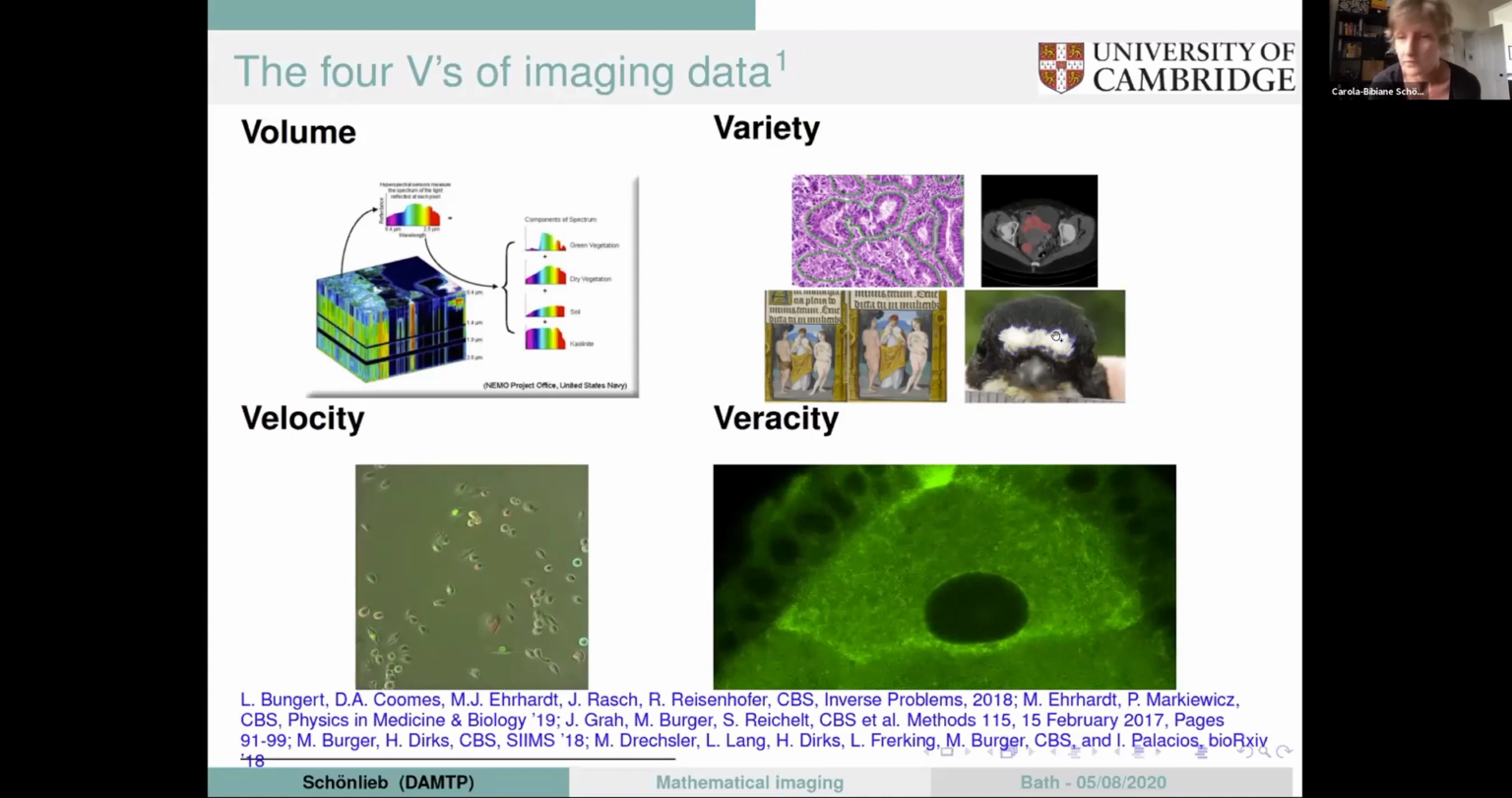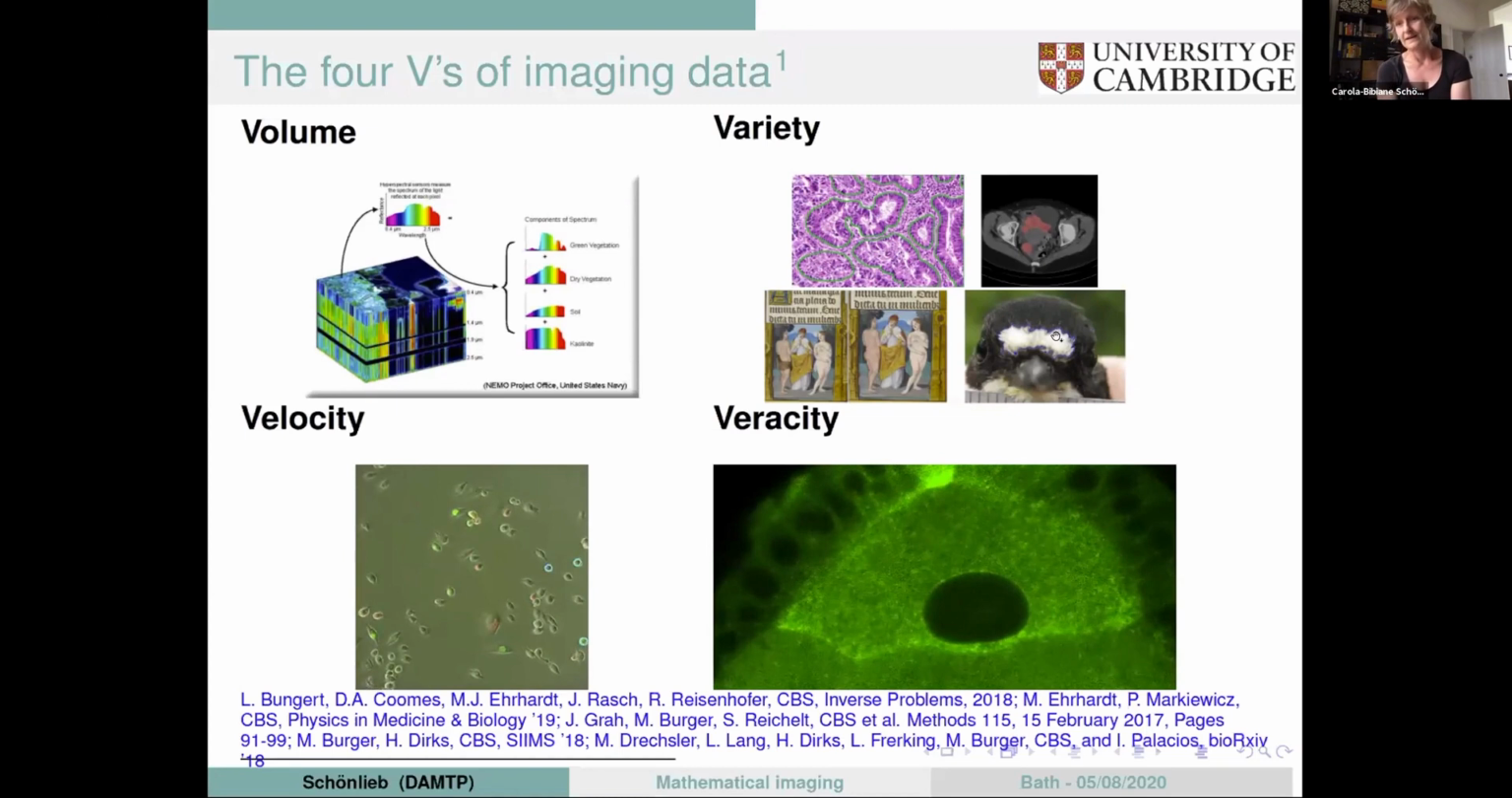Okay, velocity. Imaging data is acquired at increasing speeds. And so the more imaging data we acquire, the faster we acquire it, the faster also our processing abilities should get. And so again, this is a huge challenge to process this in kind of real time.